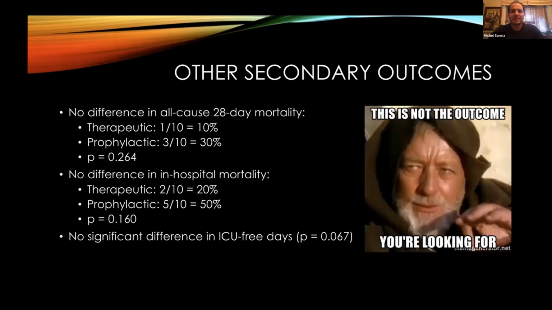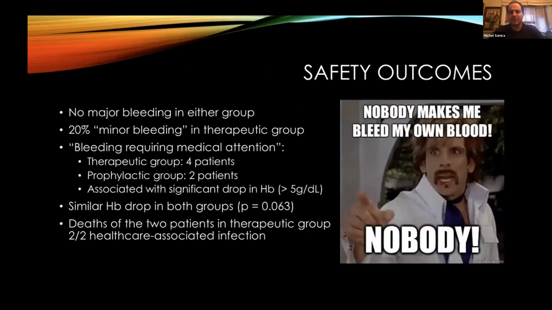With regards to the other secondary outcomes, unfortunately, they didn't find that there was any difference in all-cause 28-day mortality or in in-hospital mortality, and there was no significant difference in ICU-free days. With their safety outcomes, essentially there was no major bleeding in either group. There was a bit of what they considered minor bleeding, like hematuria and bleeding from a PICC line site. And then there was some bleeding requiring medical attention.